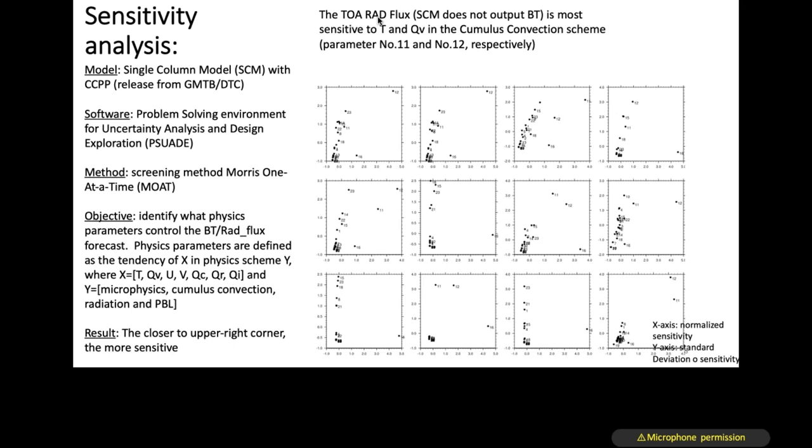After we make a lot of runs and output the radiative flux, we use a statistics software. It's called Problem Solving Environment for Uncertainty Analysis and Design Exploration. The idea is this software will help analyze our output of interest: which parameters is it most sensitive to?